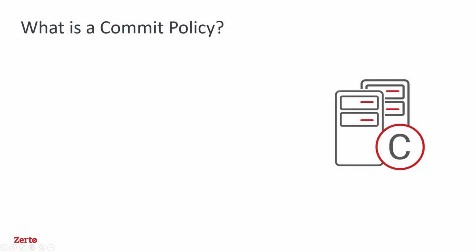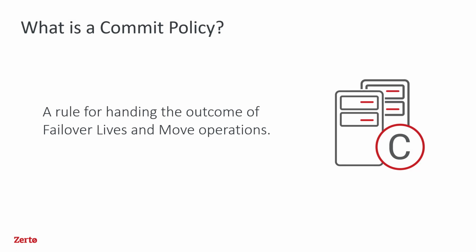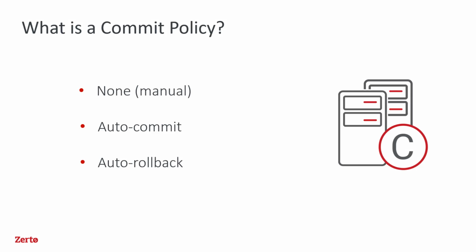A commit policy is a rule for handling the outcome of live failover and move operations. Commit policies offer an additional layer of safety and control for the user. Through the commit policy setting, you can choose to manually commit, automatically commit, or automatically roll back failovers or moves. You'll set a commit policy as a global default, but you can change it on a per failover or per move basis.